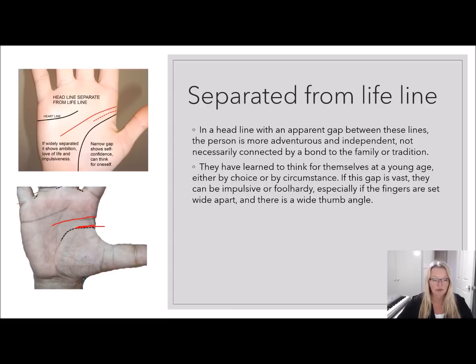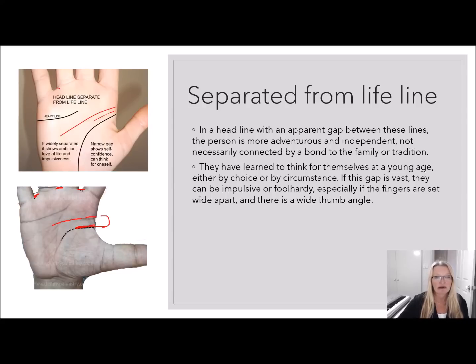I haven't got this diagram set very nice, but if all these gaps between the fingers are wide, that gives a more freedom-loving individual, and the wide gap between the headline and the lifeline confirms that they like to be independent and think for themselves.